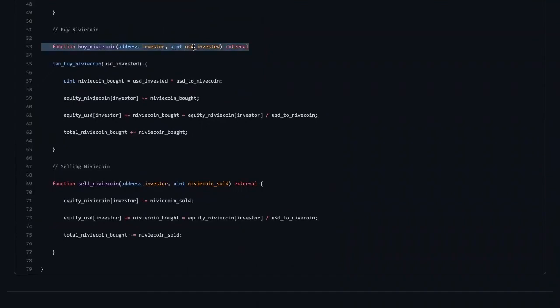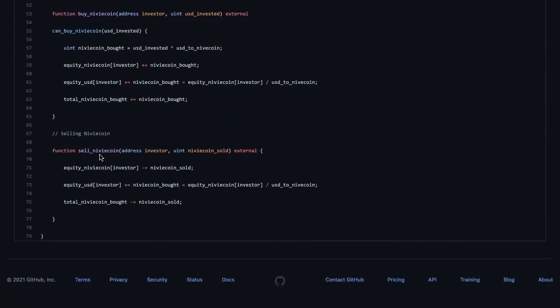Now we have the US dollars that they're trying to invest. We're going to multiply that by the conversion rate to see how much Niviecoin that will get you. Then we want to add the Niviecoin that they're buying to the total amount of Niviecoin that is available under their account. So we're adding the number to their account. Finally, we just need to add to the total Niviecoin bought by how much this investor bought, and it's just going to increase that number.